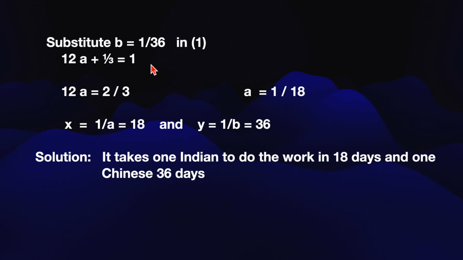Substitute b in any one of the equations, you will get the value of a. a is 1 upon 18, which is 1 upon x. So x is equal to 18. So 1 Indian does the work in 18 days and 1 Chinese in 36 days. So here we come to the end of the exercise and the end of the chapter Algebra. So please go through the sums once again, practice the sums.